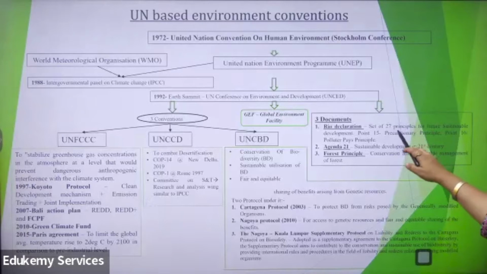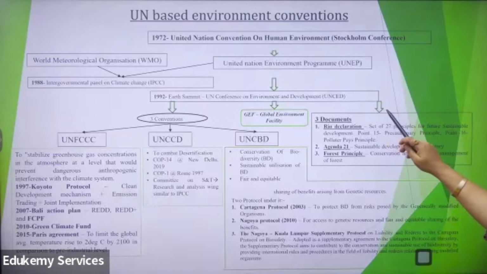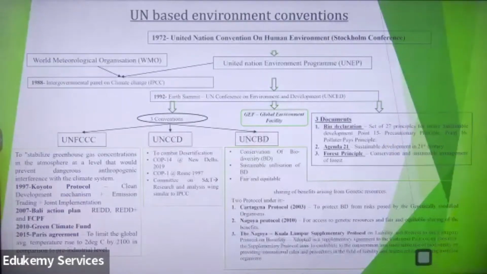And then finally, in the year 1992, I had the Earth Summit. The Earth Summit, which is UNCED, the United Nations Conference on Environment and Development. Now, the major outcome of the Earth Summit can be remembered by three conventions, three documents and one finance arm. What were the three conventions which were the offshoot of the Earth Summit or the Rio Summit?